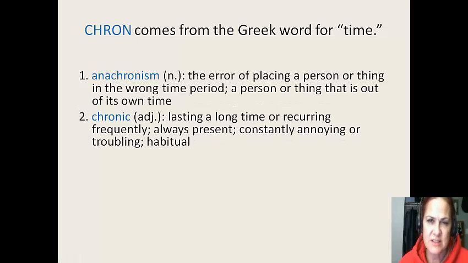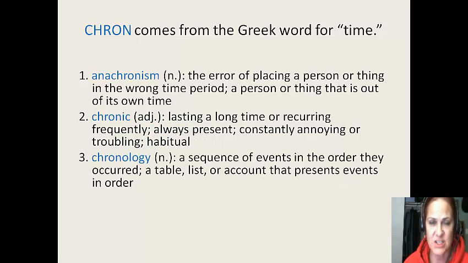Next is chronic, which is a little bit easier. Chron is time. Chronic relates to a long-lasting or reoccurring event that happens over and over and over. It's always present, constantly annoying and troubling. It's habitual. Oftentimes, if a person is sick and it just doesn't go away, they say chronic sickness. It could be a cough, chronic cough. It could be chronic muscle tension. I get headaches all the time, so I'm considered to have chronic headaches. That kind of thing. It happens over and over and over. Again, it relates to time, and it's a negative word, usually, chronic is.